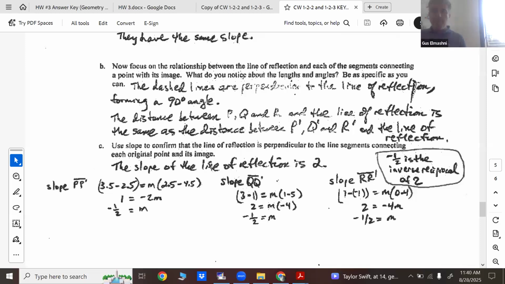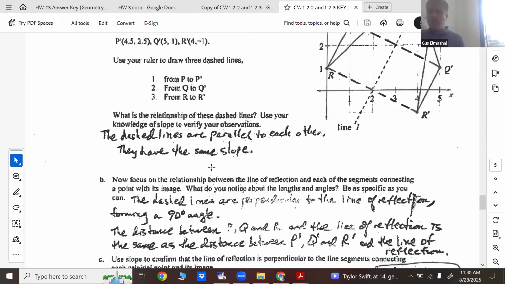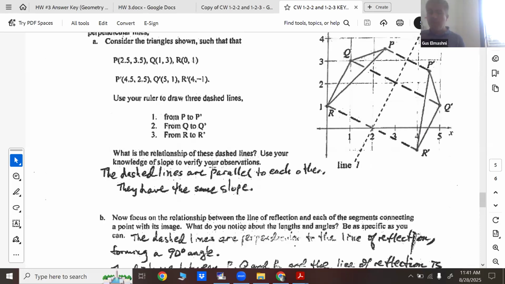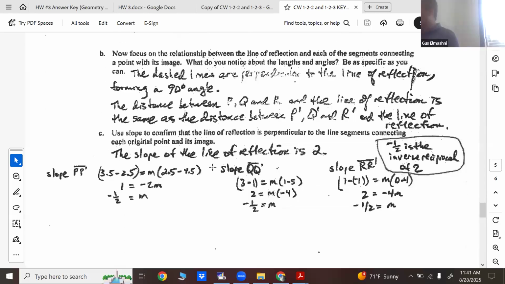So the dashed lines are perpendicular to the line of reflection for a 90-degree angle. The distance between P, Q, and R and the line of reflection is the same. We said that already. So like we did PA, P prime A, QB, Q prime B, and of course RC, R prime C. So we know that now. That's just restating what we've already deduced.